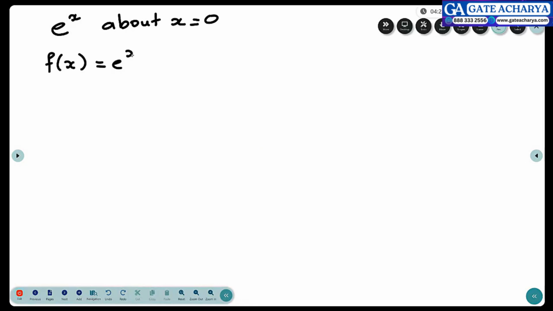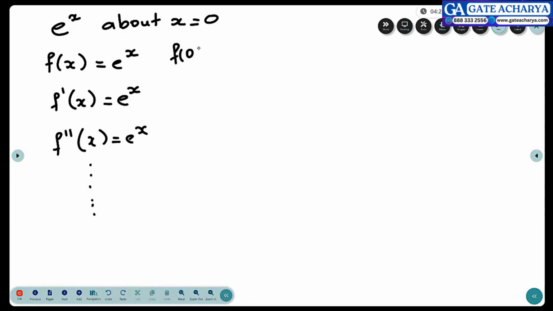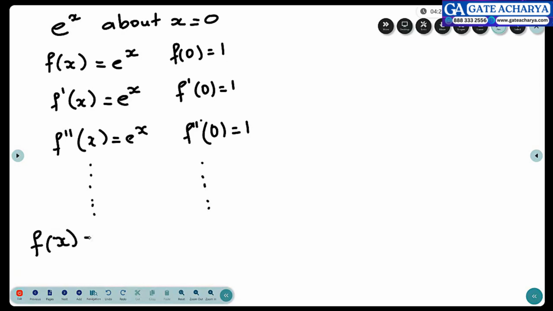So f of x is e raised to x. f dash of x is e raised to x. f double dash of x, e raised to x. Like this it will go on. So tell me, what is f of 0? f dash of 0? f double dash of 0? Like this it will go on. Now what is our Taylor Laurent series? f of x is equal to, first, f of 0. What is f of 0? Plus x by 1 factorial into f dash of 0.